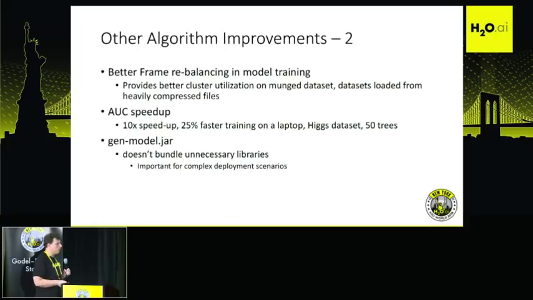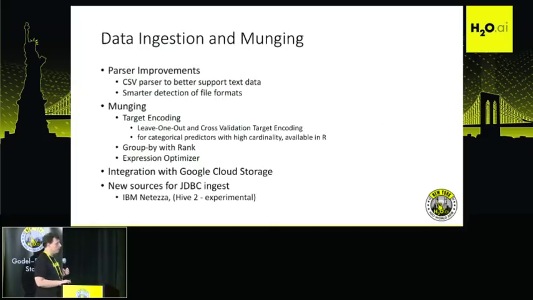We also improved how the gen model jar looks. That's the thing you put in your production. We made sure we don't bundle any libraries that are not absolutely necessary. Hopefully, this way, it will not prevent you from any complex deployment scenarios where you might be clashing with any libraries that we use inside.